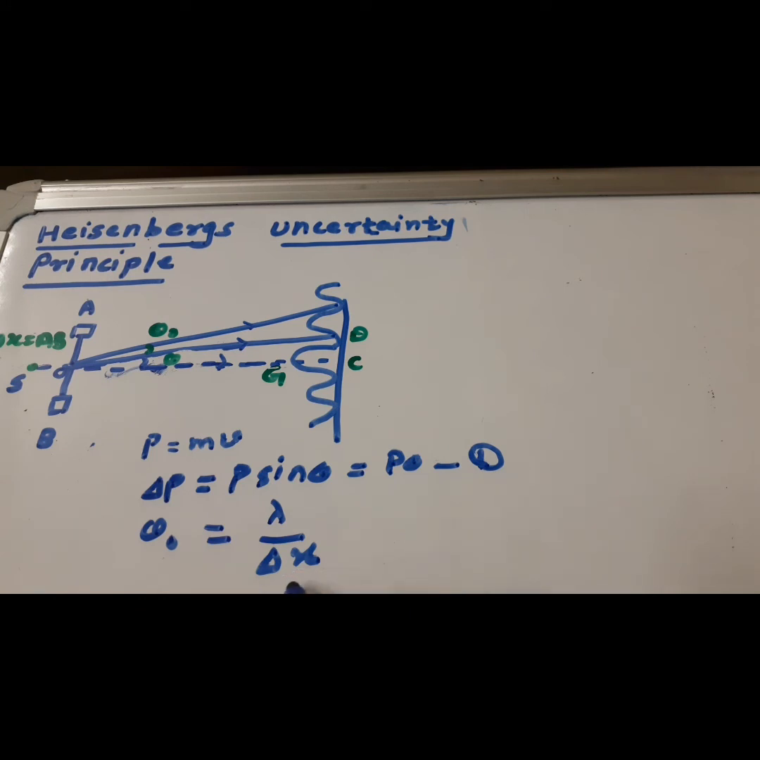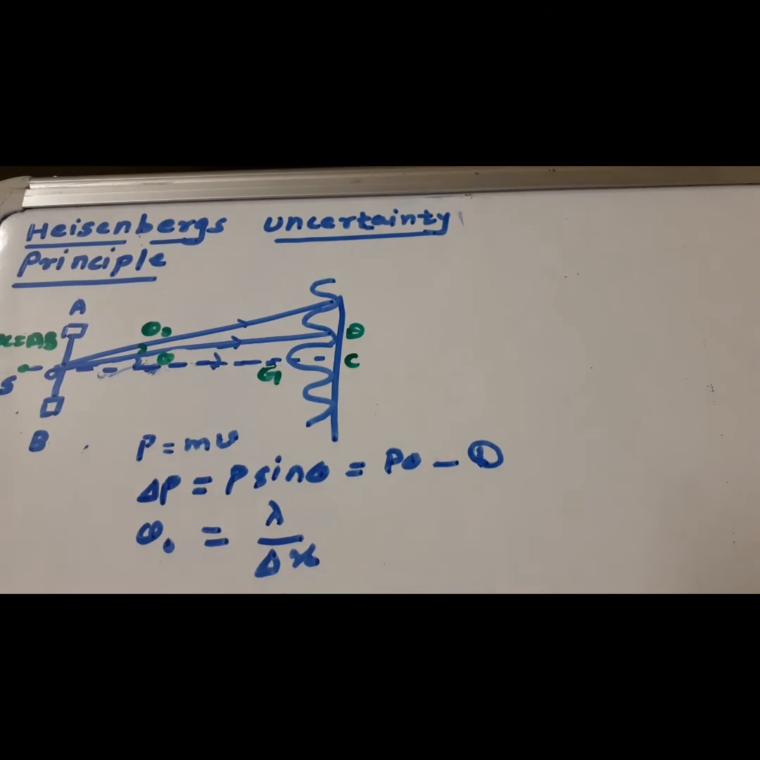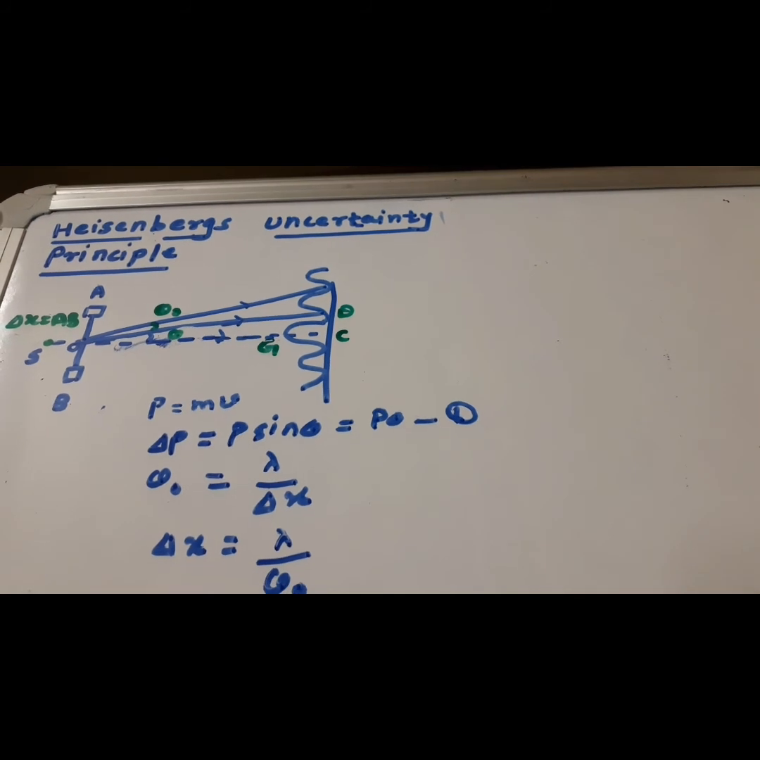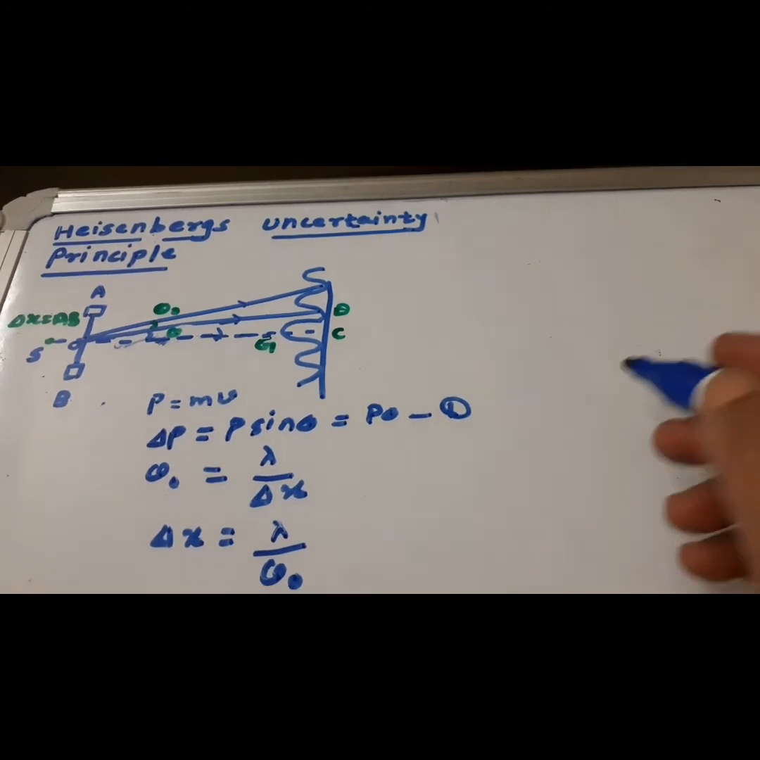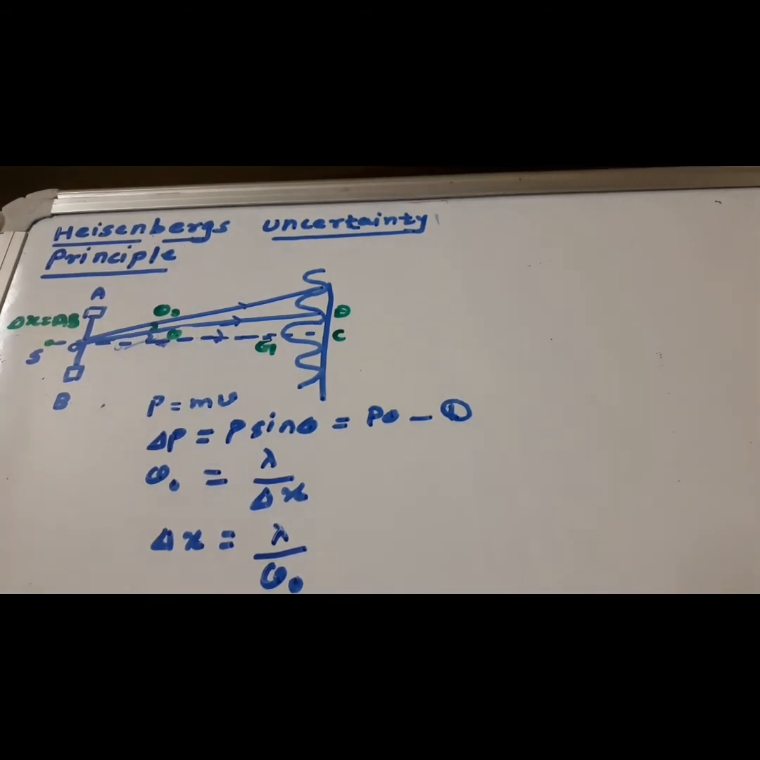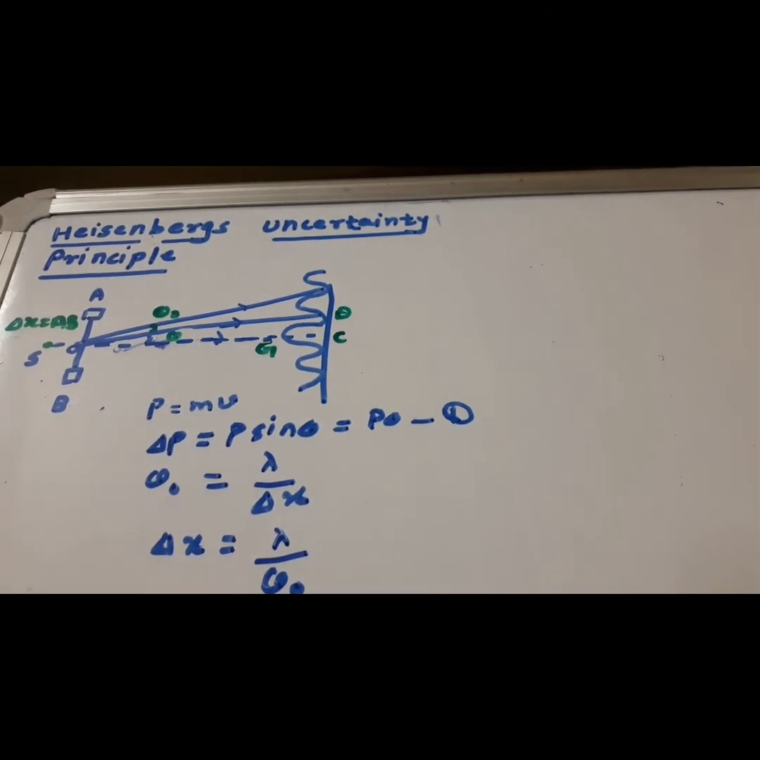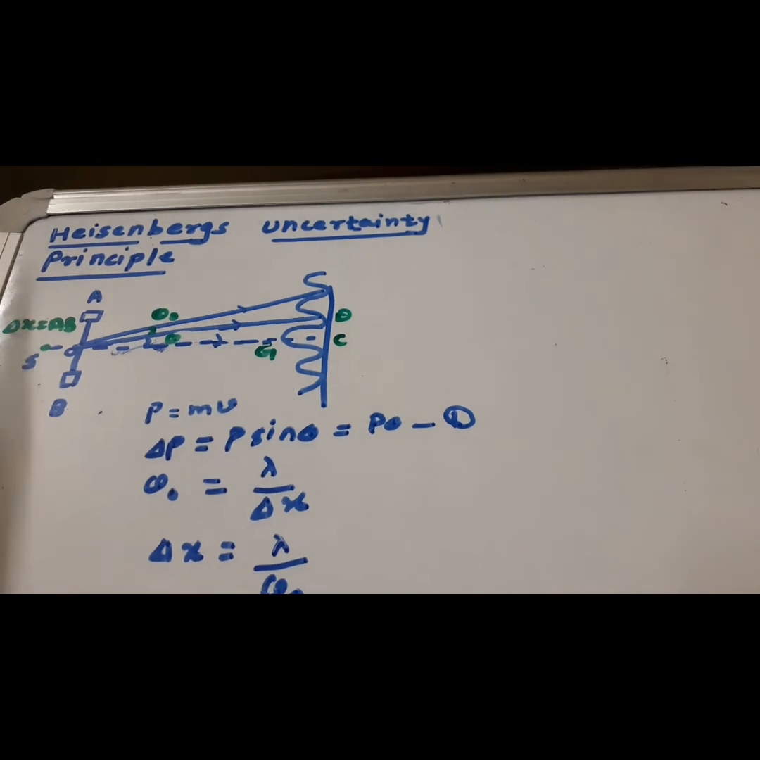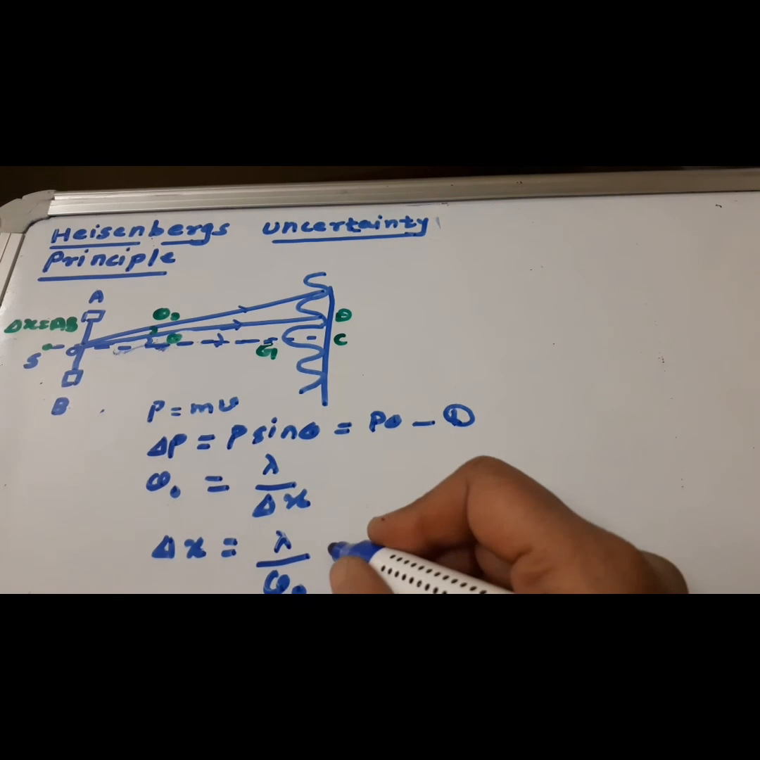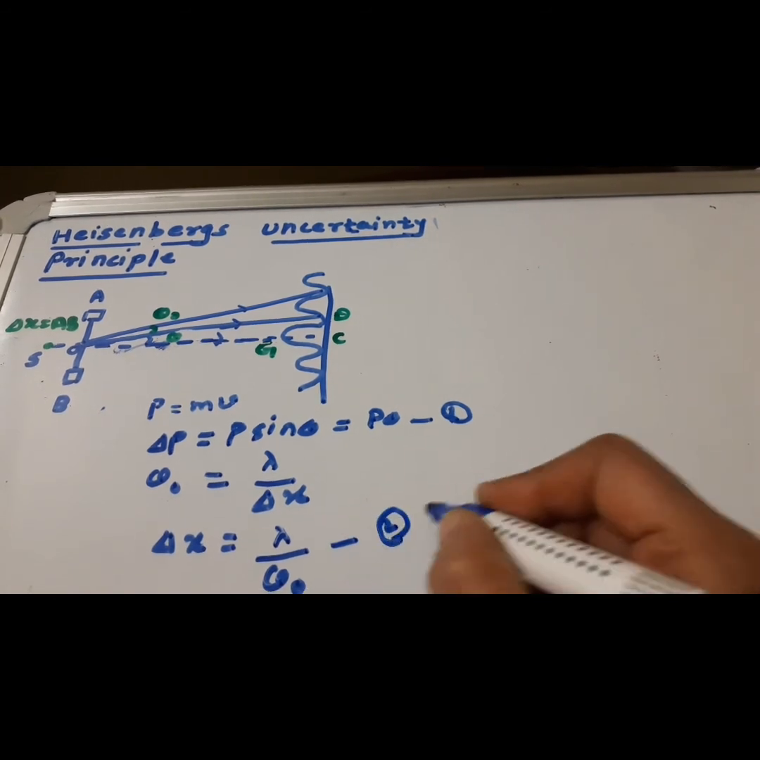or delta x, the position error, is equal to lambda divided by theta 0. Delta x is equal to lambda divided by theta 0, isn't it? Suppose this is equation 2.